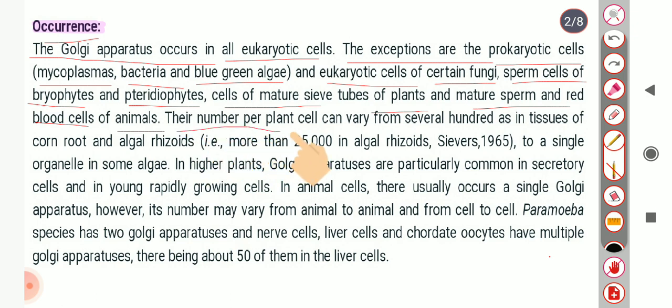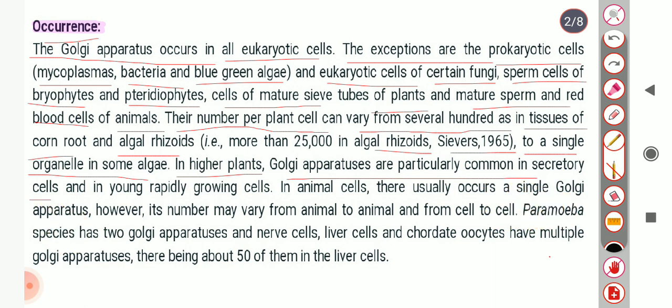Their number per plant cell can vary from several hundred in tissue of corn root to more than 25,000 in algal rhizoids. Golgi complex are present as a single organelle in some algae. In higher plants, Golgi apparatus are particularly common in secretory cells.